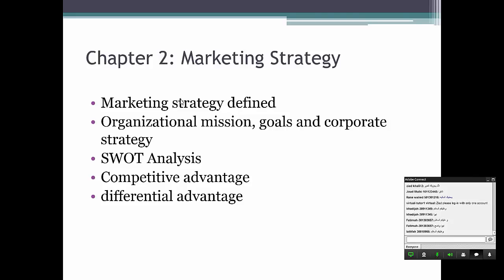So the marketing strategy is like the plan for the marketing activities that you are planning to do for your business. We will have some of the concepts and some of the elements of the strategy, like for example the mission, vision, and the corporate objectives or goals. Okay, and we will also discuss in detail what we call the SWOT analysis.